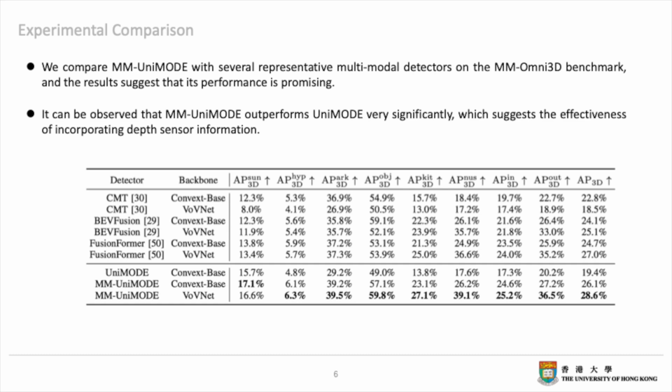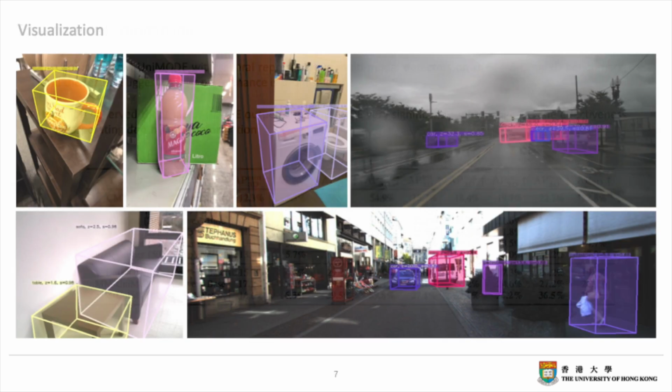We conduct extensive experiments to verify the effectiveness of the proposed techniques in this work. Specifically, we compare UniMODE with several representative multimodal detectors on the UniMODE 3D benchmark, and the results suggest that the performance of UniMODE is promising. Besides, it can be observed that the multimodal UniMODE outperforms the monocular UniMODE very significantly, which suggests the effectiveness of incorporating depth sensor information. We also visualized some detection results of UniMODE, and it can be observed that the results are promising.